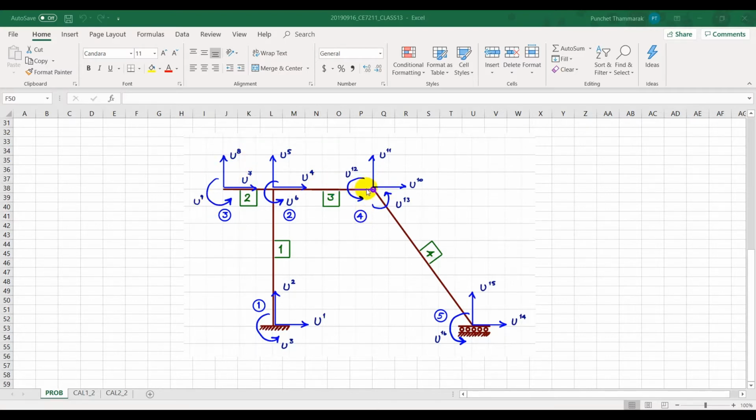Number 4: first of all, we think about the degrees of freedom that belong to member number 3. So it is 10, 11, 12. And then at node number 4, the part that is attached to member number 4 has degrees of freedom U13, U14, U15, because 12 is for member number 3, and then 16.